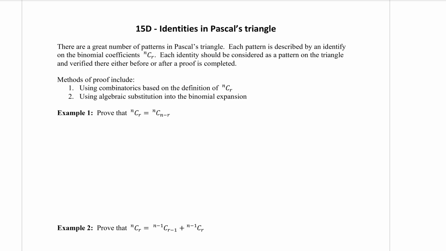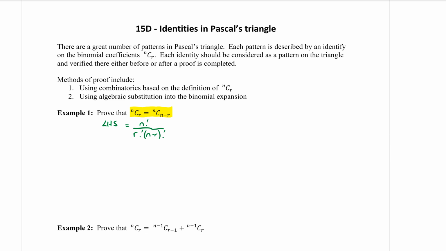First of all, we want to prove that nCr is equal to nC(n minus r). So if I start with the left-hand side, nCr, we have the formula for that on your formula sheet. It's n factorial on the top, r factorial on the bottom, and then we subtract the n and the r to be n minus r factorial.